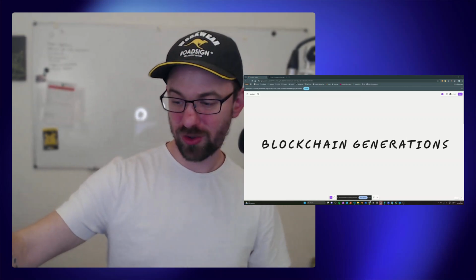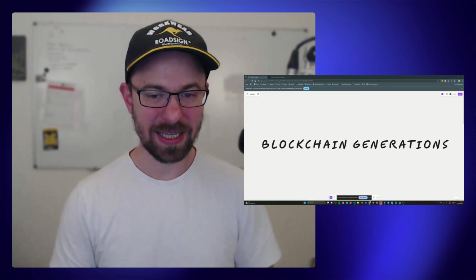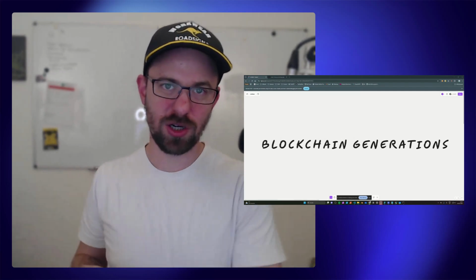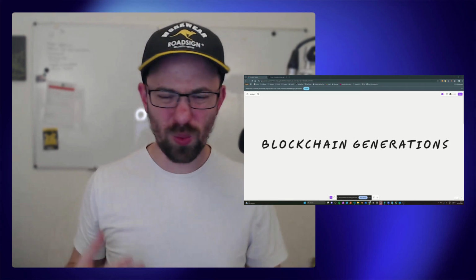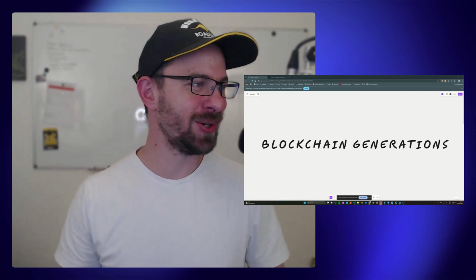There are 3 generations of blockchain technology, maybe even 4, and understanding them helps you to get a grip on how blockchain works, where it comes from, where it is going, and what the whole industry is doing. And so today we want to take a look at that.